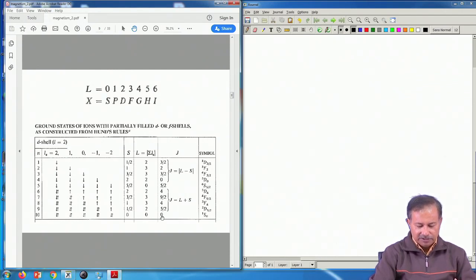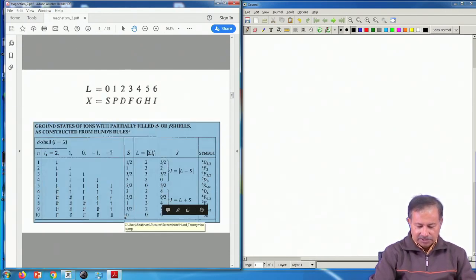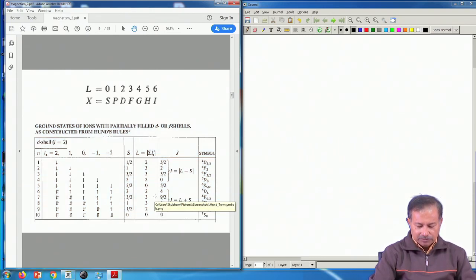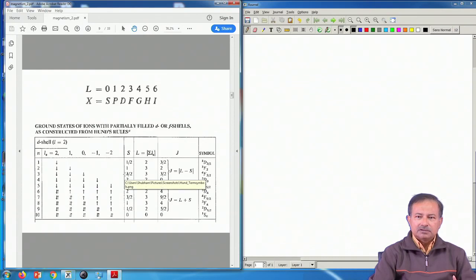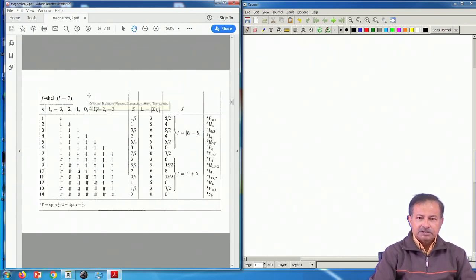Of course, the completely filled shell, as I said, has everything 0: S, L and J are 0. Whereas, there is one which is 1 electron less than half filling. For example, the D shell can take 10 electrons. So, half filling is 5, look at 4, 1 less than half filling. This has L and S the same. So, L minus S is 0, which is J. Similarly, the F shell can accommodate 14 electrons. So, 7 is the half, minus 1 is 6. Look at 6: L and S are the same, and J is 0. This J equal to 0 has consequences, which I will come to.